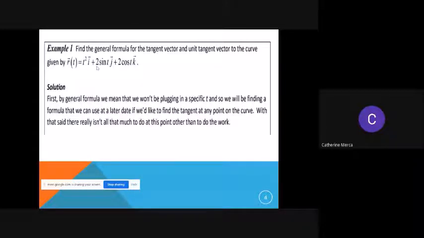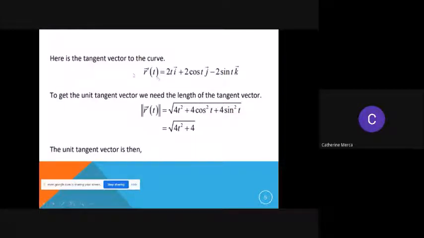Ang derivative ng cosine is negative sine. So, ang derivative ng sine ay positive cosine. So, you will have 2 cosine t. How about the derivative of 2 cosine t? Negative 2 sine t, since the derivative of cosine is negative sine. So, you now have the following. R prime of t is 2t i plus 2 cosine t j minus 2 sine t k.